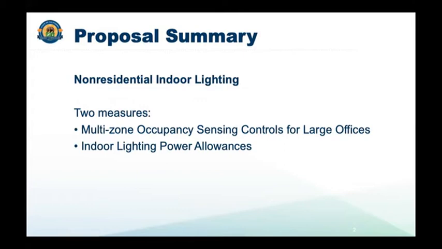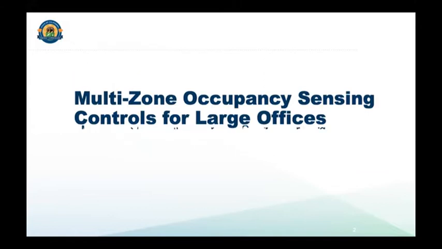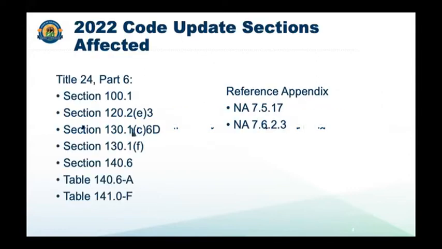There are two measures in the indoor lighting proposal. They are multi-zone occupancy sensing controls for large offices and indoor lighting power allowance. And first, let's go into details of the multi-zone occupancy sensing controls for large offices.